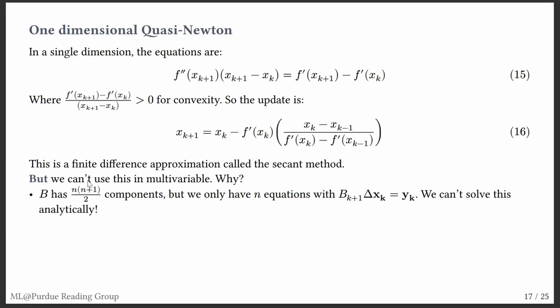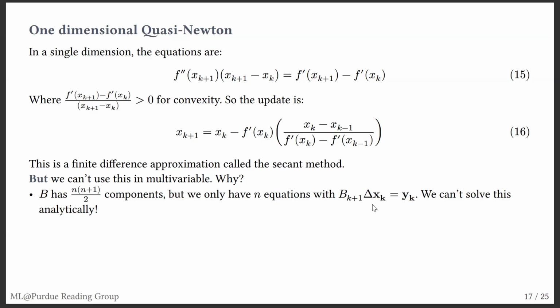So you're trying to solve for n squared, well, n times n plus 1 divided by 2 variables with only n equations. That's actually a bit impossible. Like, it is just impossible. You can't actually solve for it, so tough luck.